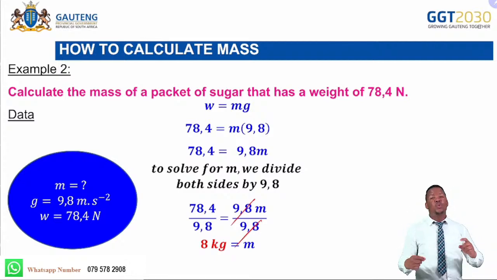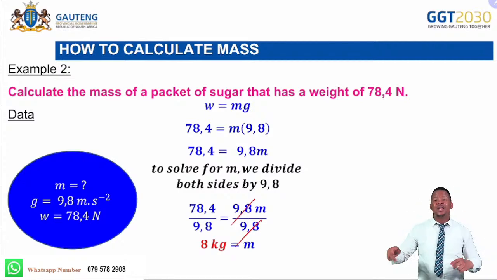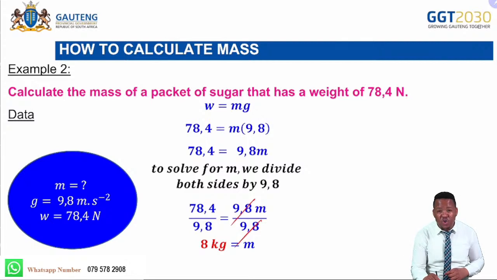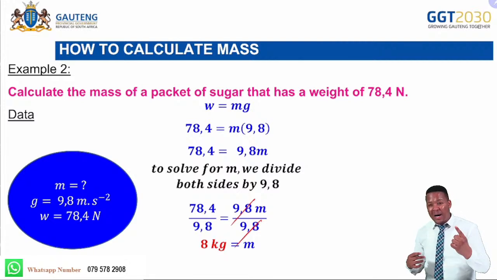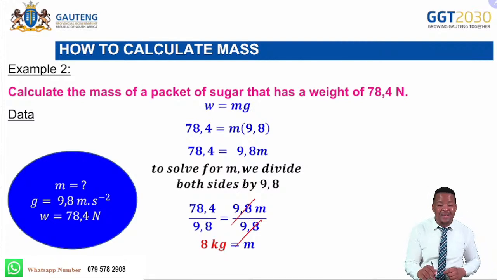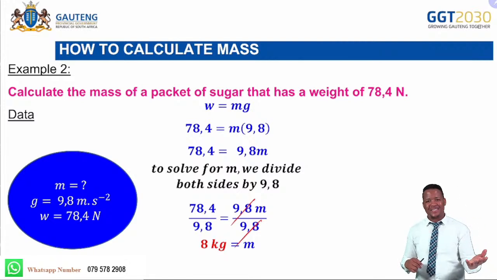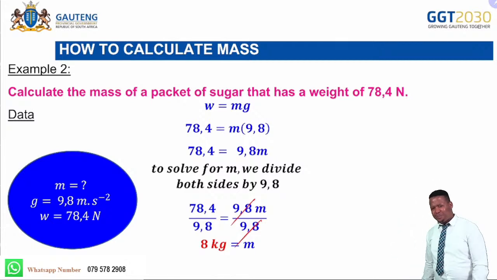Example 1, we are looking for weight, right? That's why our answer had what? Newtons. And then example 2, we were looking for mass. That's why our answer is measured in kilograms. Are we good so far? Are you getting this weight and this mass?